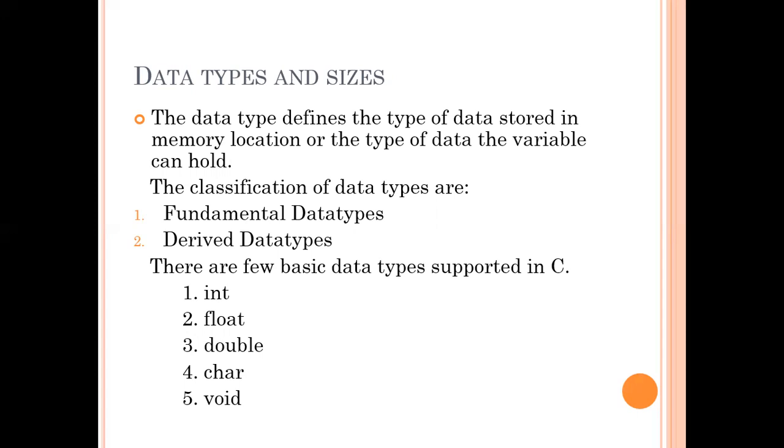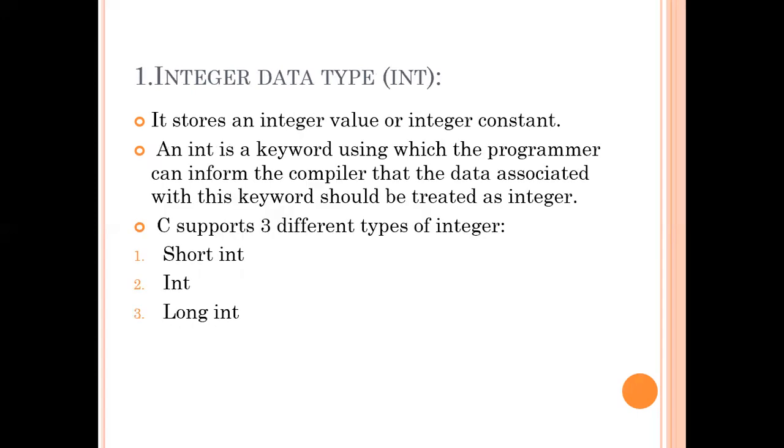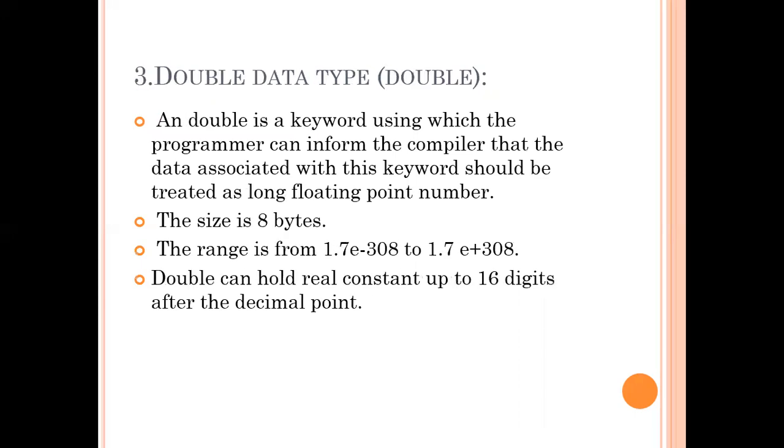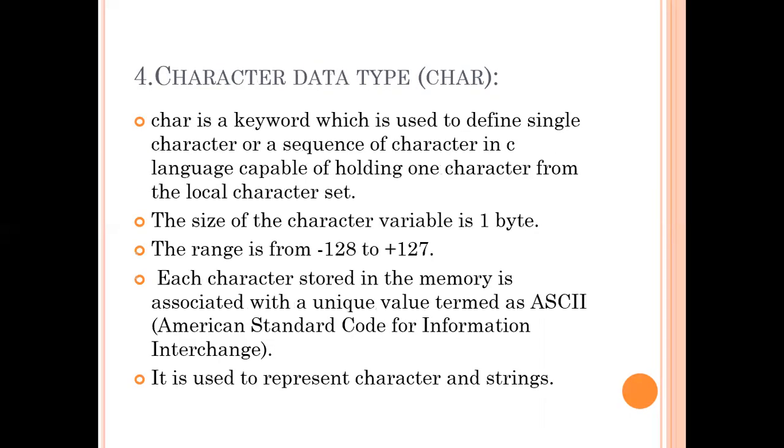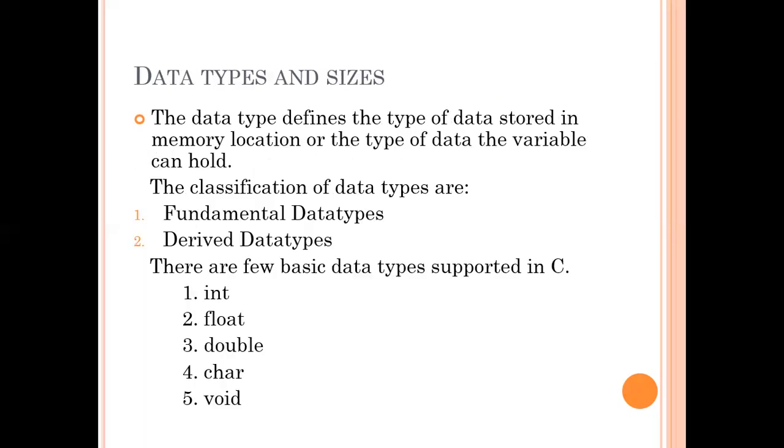So before that, a variable. Because the chapter name is constants, variables and data types, variable is included at the end. So first, let us talk about data types and sizes. Data type defines the type of data stored in a memory location or the type of data the variable can hold.